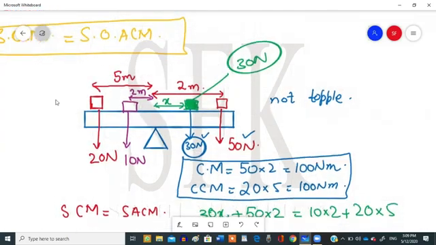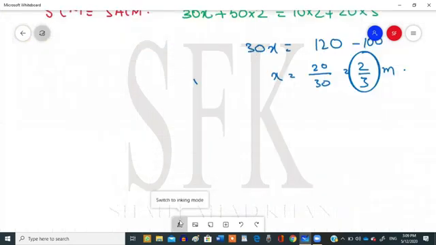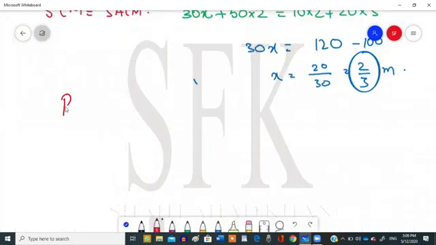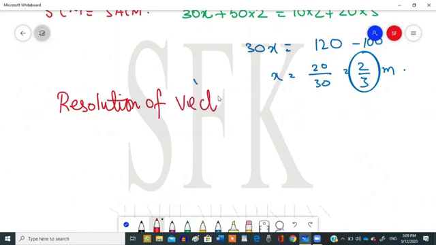But now let's do something that's new. Do you know what resolution of vectors is? Yes, sir. You do? Okay, cool, that makes it easier. Resolution of vectors, but I'll explain it anyway.